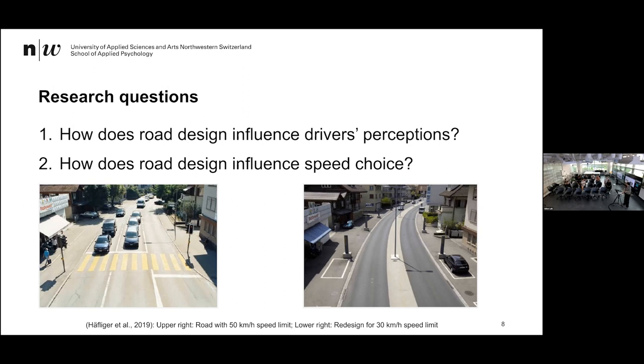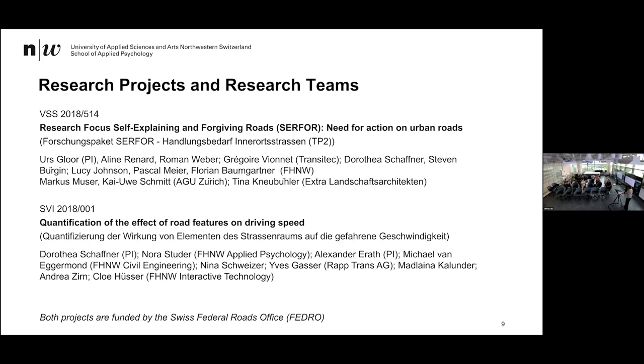But before we go into answering those research questions that I've just shown you, I would like to recognize my co-authors and the research teams. What I'm going to present to you today is a result from two different research projects. One of them was concerned with the question of self-explaining roads and forgiving roads, which was led by the Ustior. And as you can see here, it's a large research team with people from urban planning, experts from psychology as we are, to get into this topic of how to plan roads that are reducing or enhancing traffic safety.